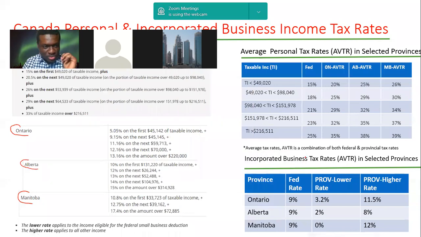Yes, it is. So the message is, if you have a business and you are making a lot of money from that business, it's better to incorporate that business so that you can reduce the taxable income you'll be paying effectively to the government. But if the profitability is low, you can operate the business as a sole proprietorship.